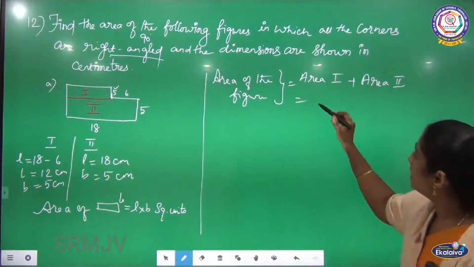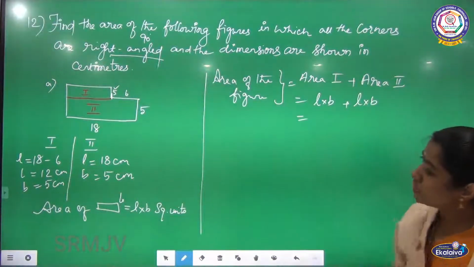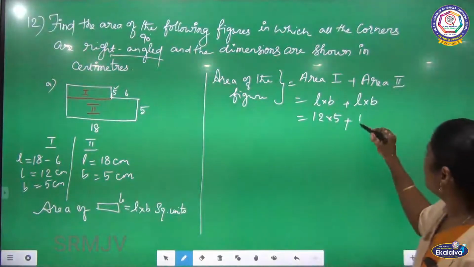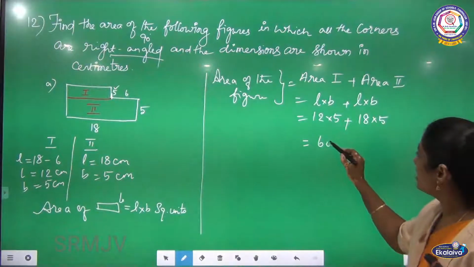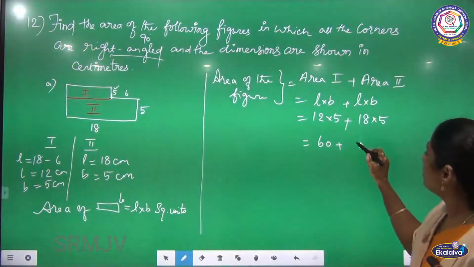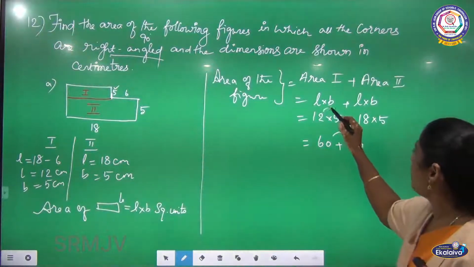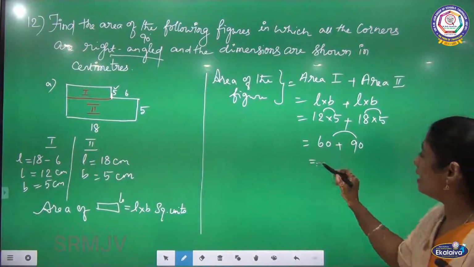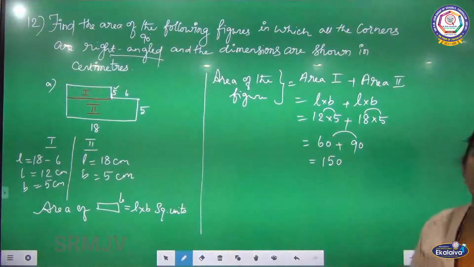What is the area 1 here? Length into breadth. This is also length into breadth. For 1, what is the length they are given? 12 into 5. And for area 2, 18 into 5. So listen children, 12 5s are 60. 18 5s are, what is that? 8 5s are 40, 1 5 is 5, 5 plus 4 is what? 90. So first you have to multiply 12 into 5 and multiply 18 into 5. Next you have to add. So 60 plus 90 is what? 150.